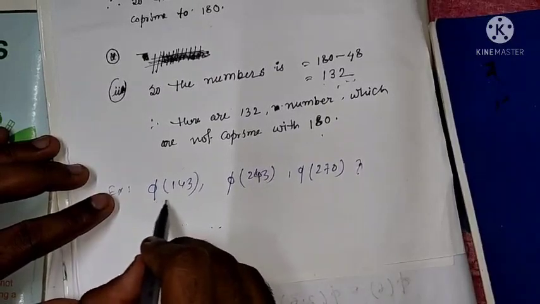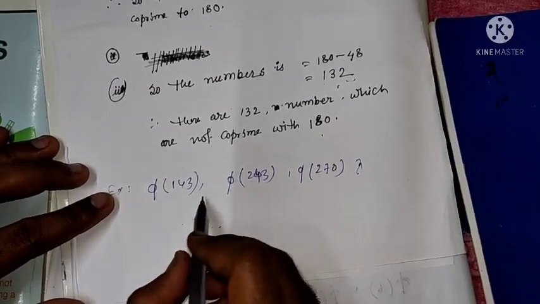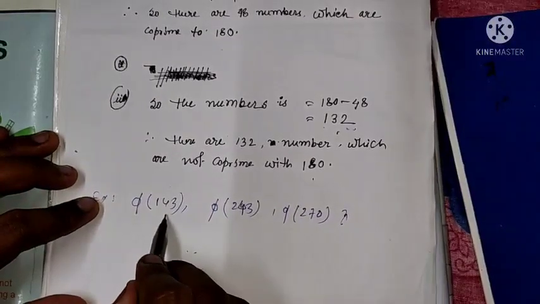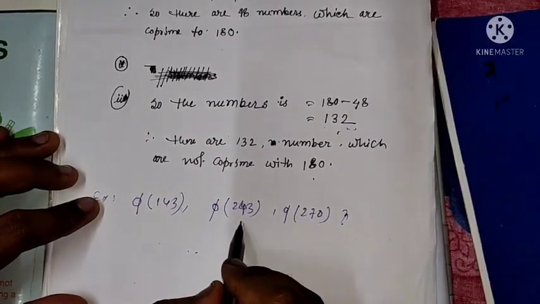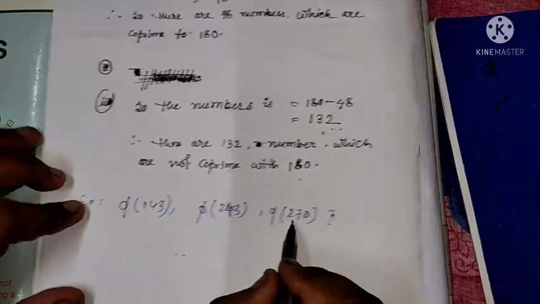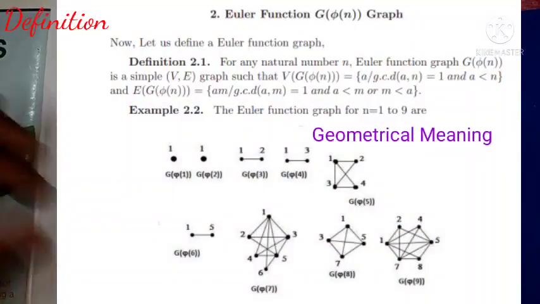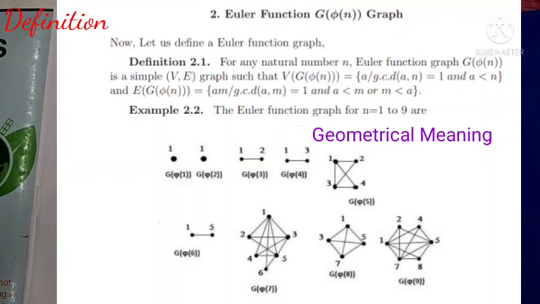You just calculate these values. Okay, these values: phi of 134, phi of 243, phi of 270. Okay, that's for today.